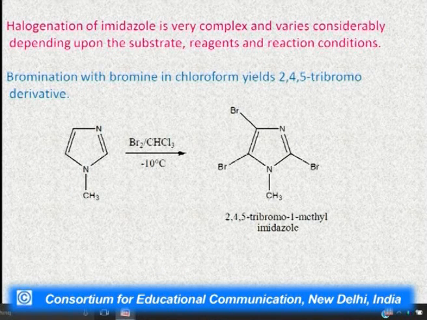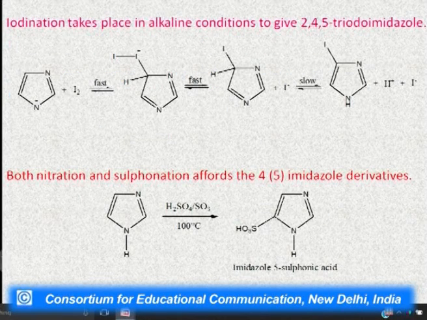For electrophilic substitution reactions, halogenation of imidazole is very complex and varies considerably depending upon the substrate, the reagent and the reaction conditions. Bromination with bromine in chloroform will yield the 2,4,5-tribromo derivative. Although we are saying that electrophilic substitution will take place only at the 4 and 5 positions, it also depends upon the reaction conditions. If these 2 positions are already occupied, then it will go to position number 2. Iodination can also take place in the alkaline medium to give us 2,4,5-triiodoimidazole.